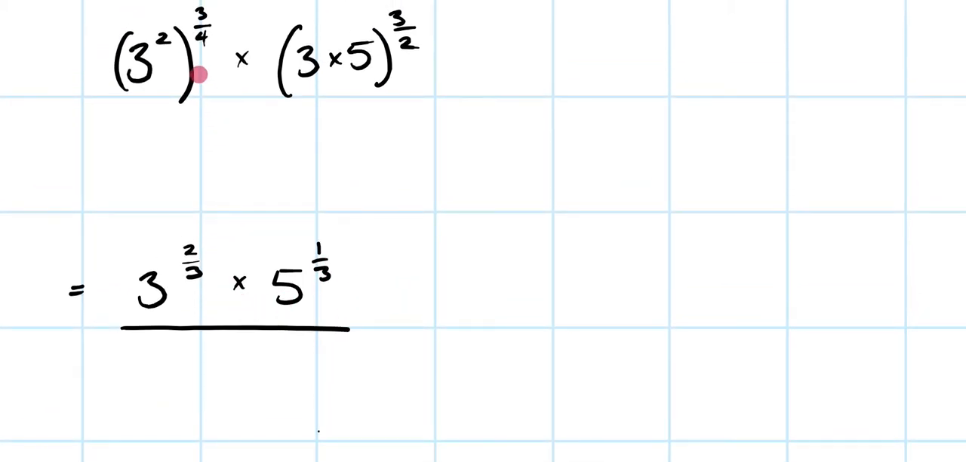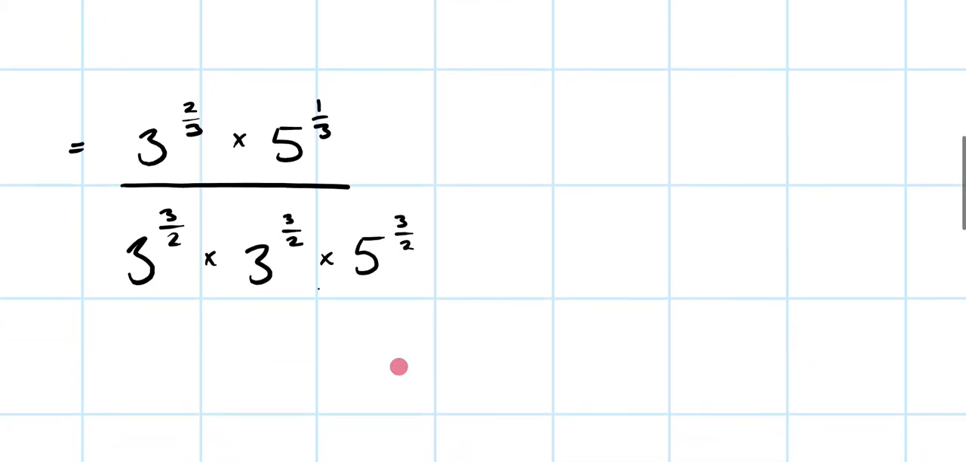I'm going to use my third index law, which tells me I'm going to multiply these indices. So it's going to be 6 over 4. Better way to write 6 over 4 is 3 over 2. 3 over 2. And then I'm going to multiply that by 3 over 2, multiplied by 5, 3 over 2. Perfect. Let's keep on going.